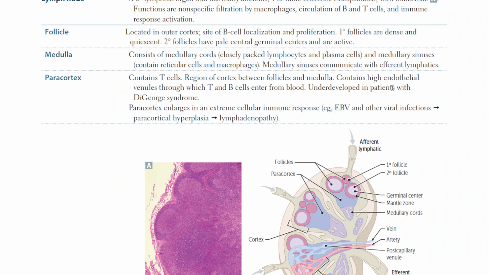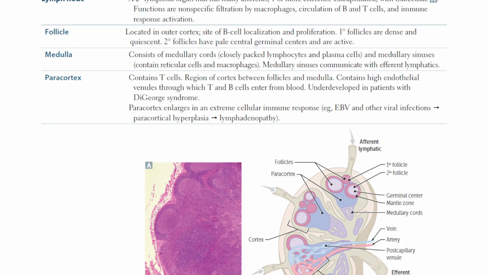It is underdeveloped in patients with DiGeorge syndrome. So the paracortex with T cells is underdeveloped in patients with DiGeorge syndrome. Remember that one. Do you remember what DiGeorge syndrome is? Just remember the paracortex is the T cell rich area of the lymph node, located deep in the cortical layers and surrounding the medulla, where lymphocytes enter the node via high endothelial venules.